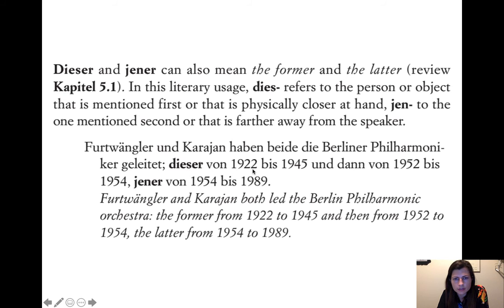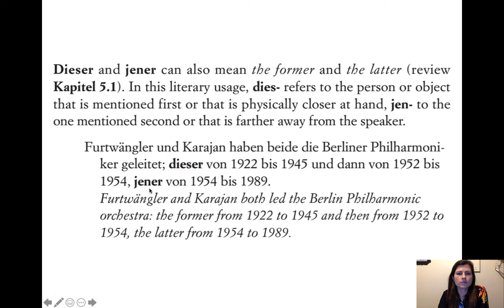Dieser von 1922 bis 1945 und dann von 1952 bis 1954, jener von 1954 bis 1989. So it's just to say, okay, these two people both directed the Berlin Philharmonic Orchestra. So then dieser is referring to the former, the first one. And then jener is the latter, the second one.